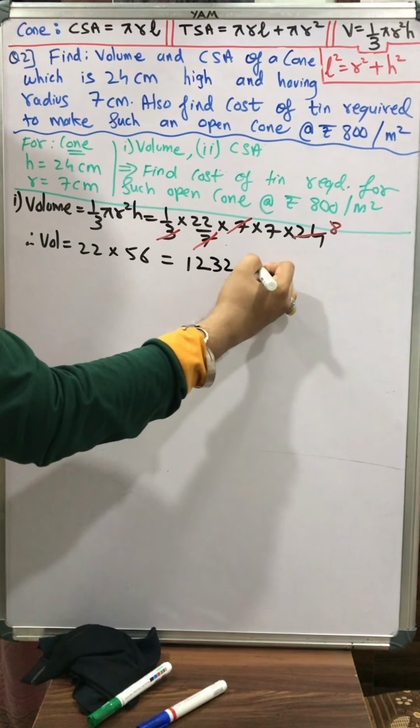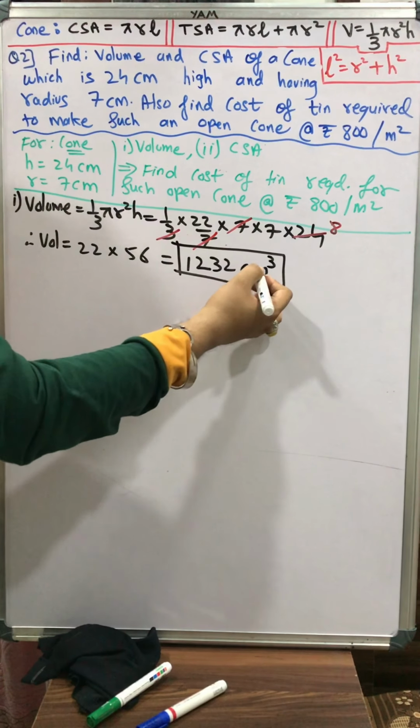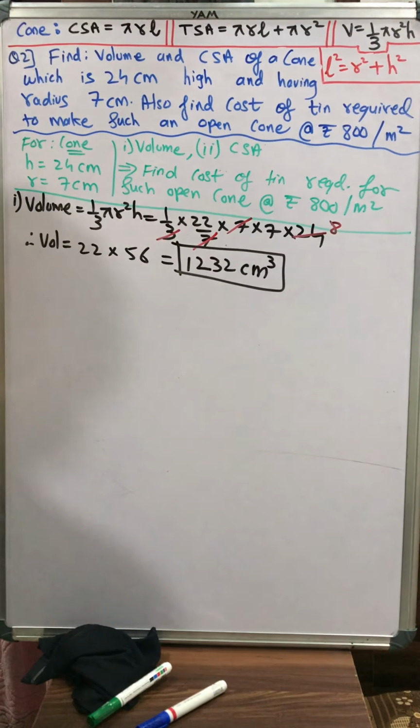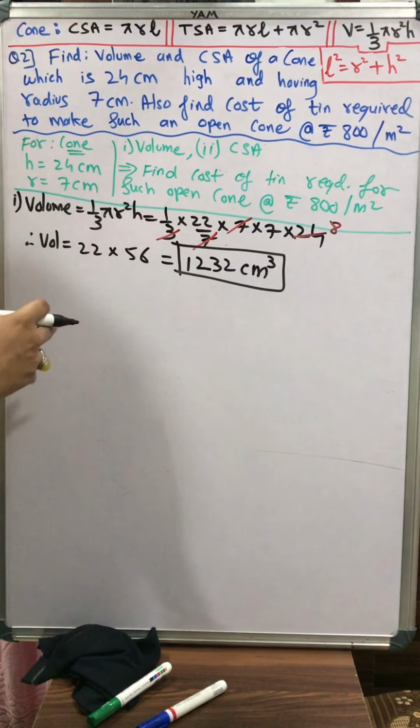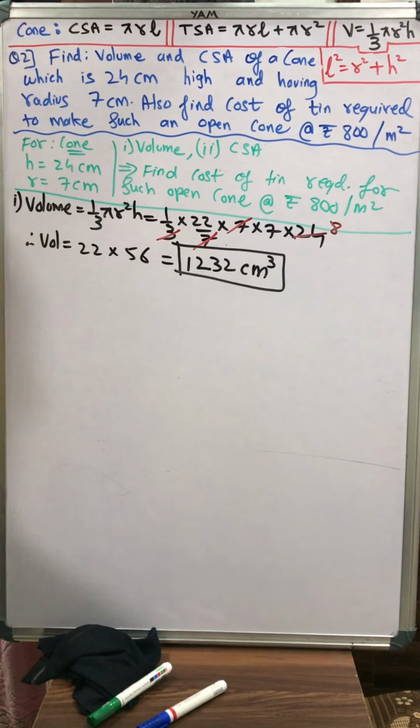1,232 centimeter cube, because it's a volume. If you forget to write the proper unit, 1 mark will be deducted. Understanding, students? So your volume comes to be 1,232 centimeter cube. That's it, students. We are done with the first part of the question.